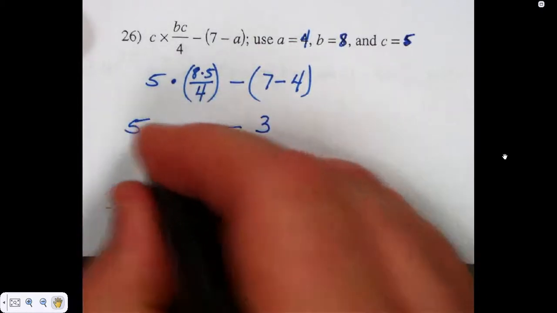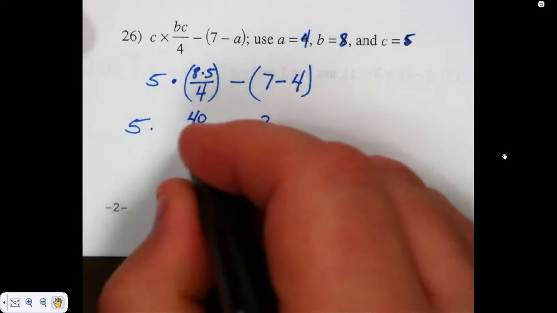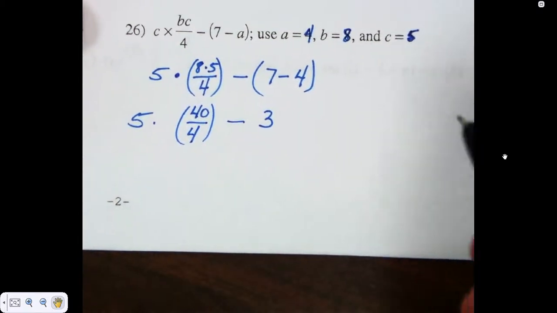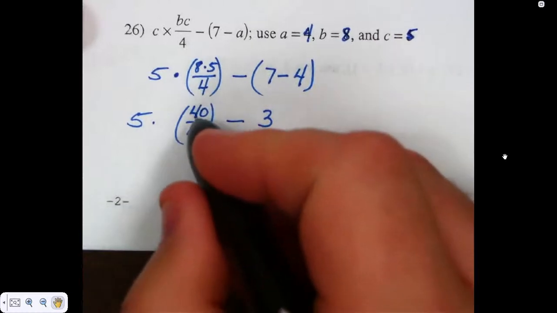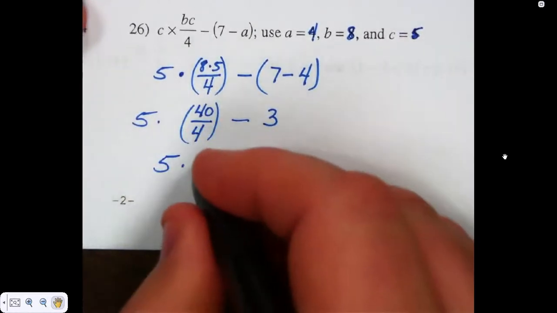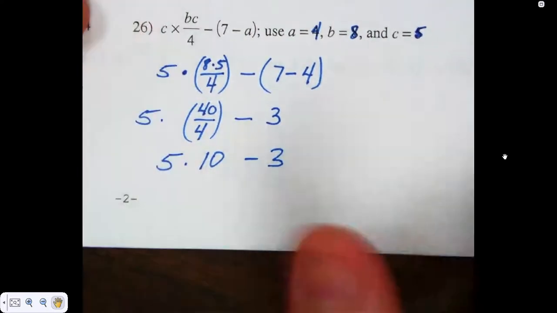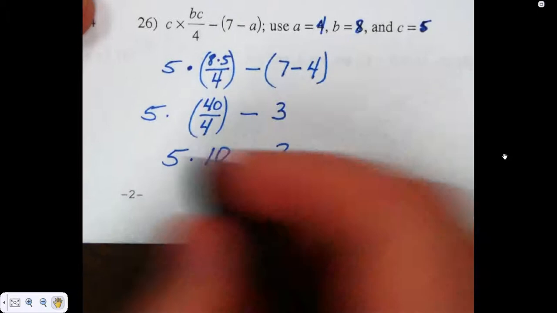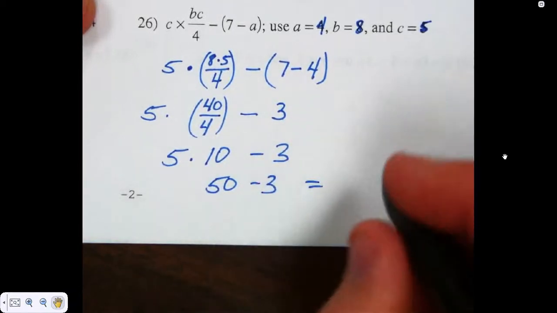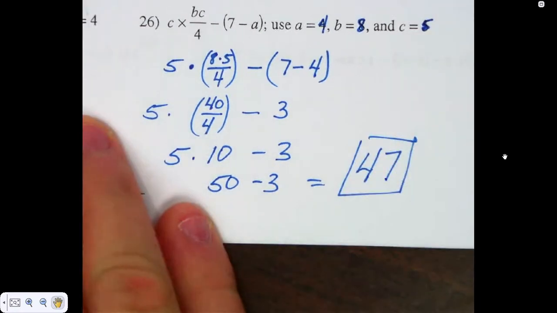Well, here I've got 5 times. What does 8 times 5 become? 40. So I've got 40 over 4. What would you evaluate next? Left or right? I would go 40 over 4, wouldn't I? 5 times, what's 40 divided by 4? 10. Minus 3. Now we're straight order of operations from left to right. What do I do first? 5 times 10, which gives me 50, minus 3. 47. There's your answer.